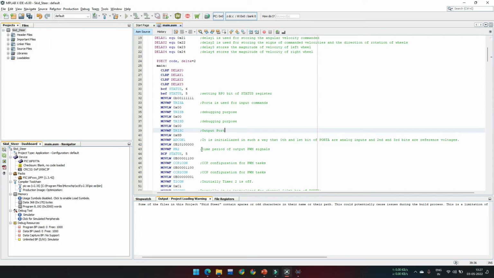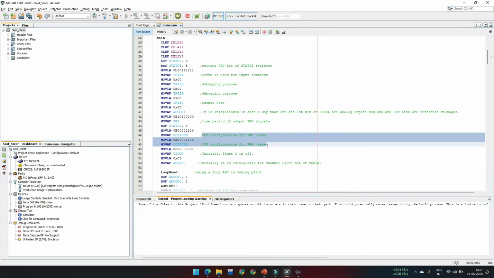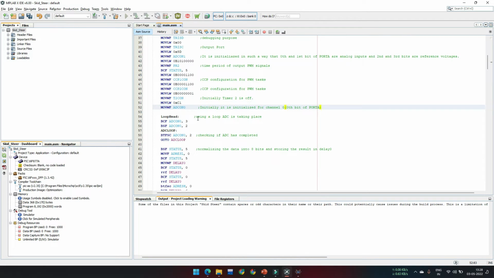PR2 is initialized with value 160, that is the time period of the output PWM signals, and CCP1CON and CCP2CON are configured as PWM output signals, and T2CON is initially kept off, and ADCON0 is initially set to channel 0 for ADC conversion. So using a loop, ADC is taking place. In this we are checking if the ADC is completed or not, so we will go out of the loop.